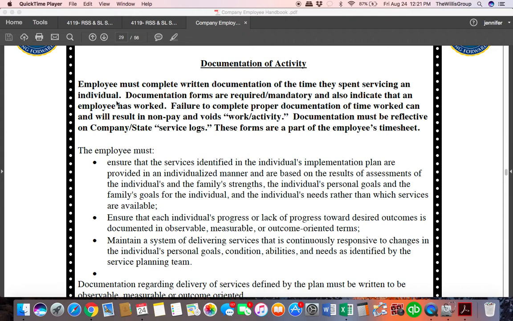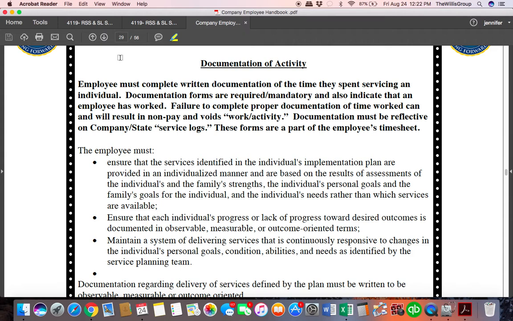Just as a repeat, here on page 29, we are discussing that the employee must complete written documentation of the time that they spent servicing an individual, meaning servicing a client. Documentation forms are required and mandatory, and also indicate that an employee has worked. Failure to complete proper documentation of time worked can and will result in non-pay and voids work activity.